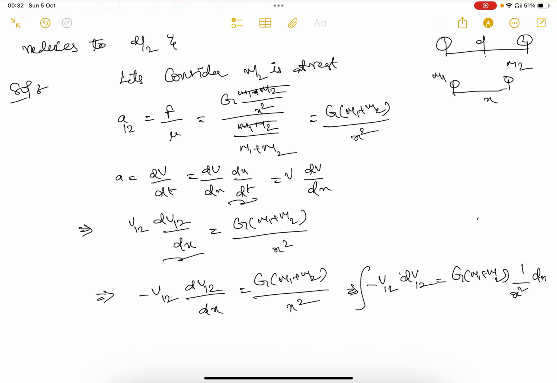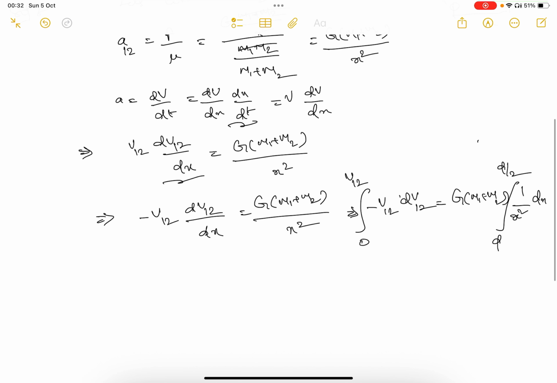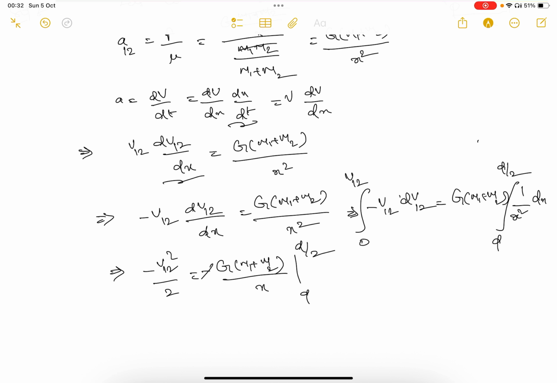Let's apply the integrations here. At the beginning, they are d distance apart. We need to figure out at d by 2. So at the beginning, they have a kinetic energy of 0, and at the distance of d by 2, it's v12. Then this is minus v12 square by 2 equal to G into m1 plus m2 into integration of 1 by x square, which is x power minus 2 plus 1 by minus 2 plus 1, which is minus 1 by x, into integration limits d to d by 2. This minus will get cancelled.